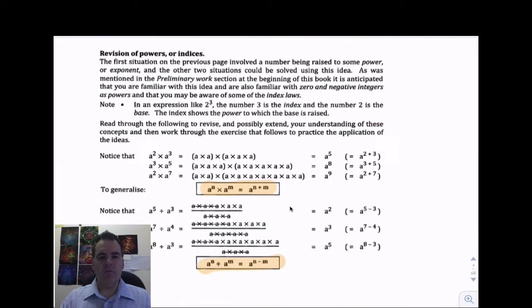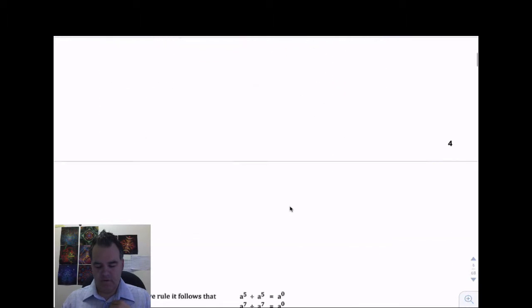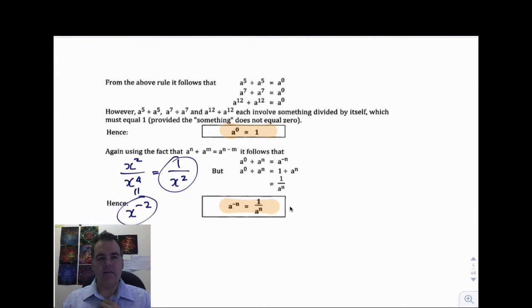So these laws should be really familiar. When we're multiplying two numbers or two algebraic terms and the bases are the same, we can add the powers. When we're dividing, we subtract the powers. And there are some examples there, you can see how that works with the cancelling. You should also know that if we use that rule for dividing, then a to the power of 0 will be the same as 1. And the negative index law here.